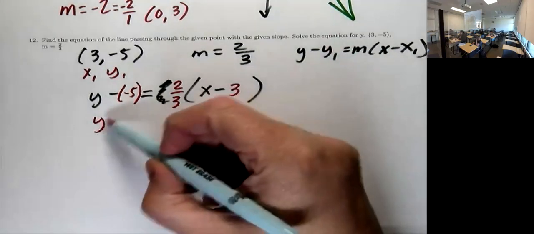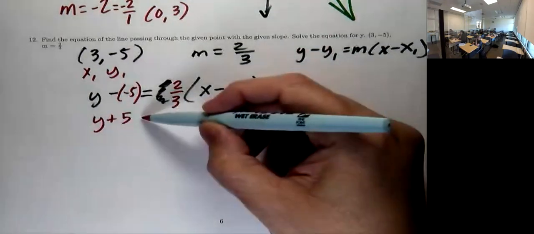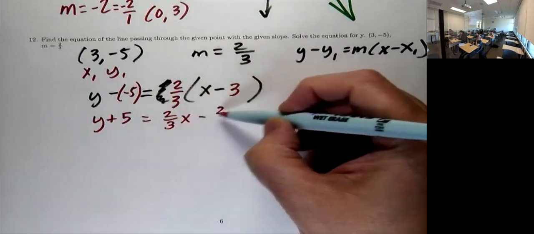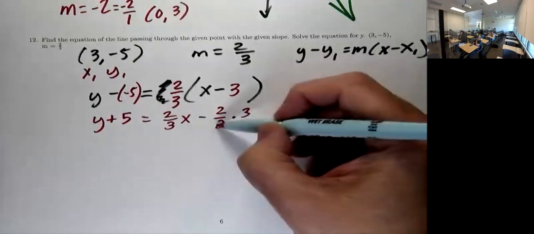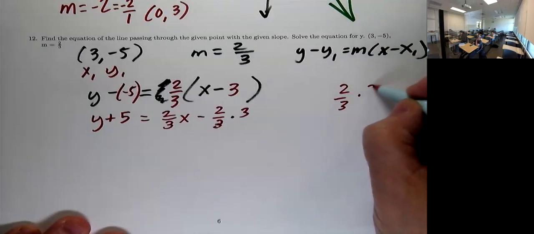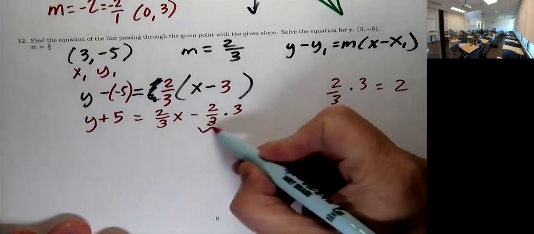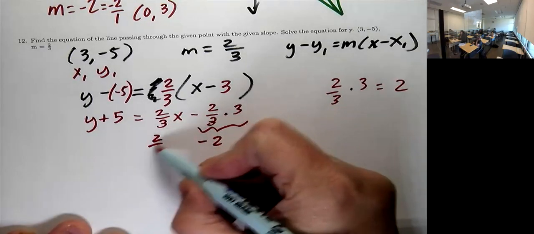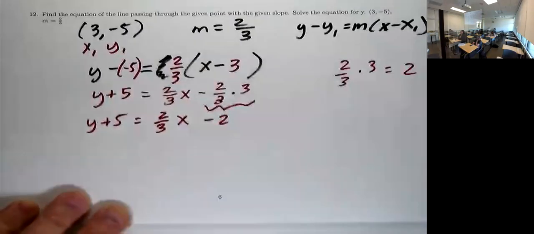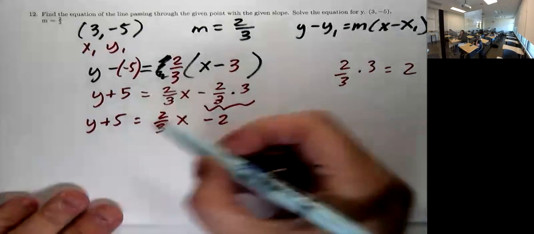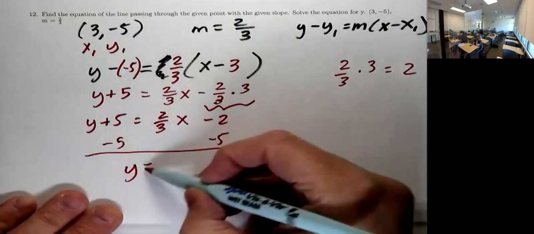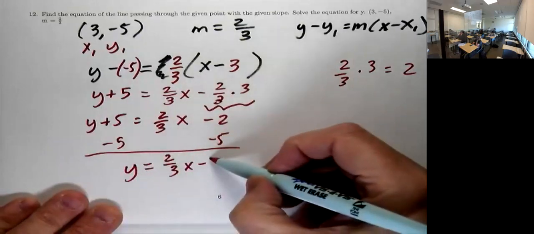I'm going to clean it up. This turns into y plus 5. If I distribute, this is 2/3 times x minus 2/3 times 3. 2/3 times 3 is just 2. So this is -2 right there. I got 2/3 x and I got y plus 5. And I can subtract 5 from both sides. And I get y equals 2/3 x minus 7.